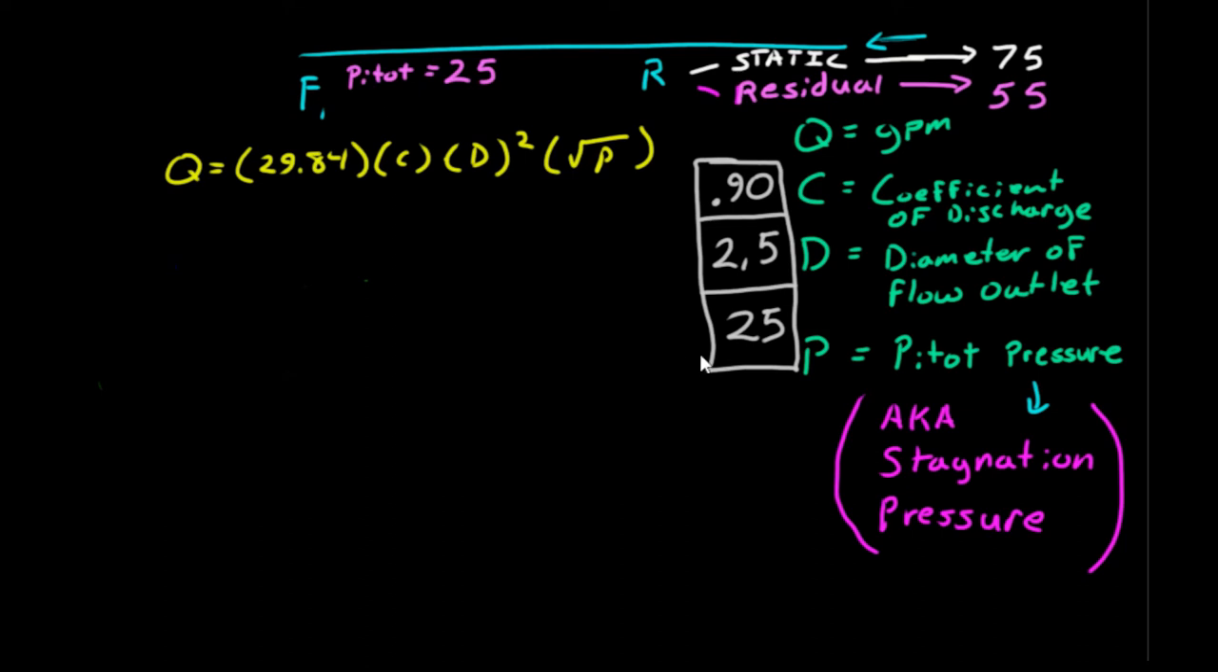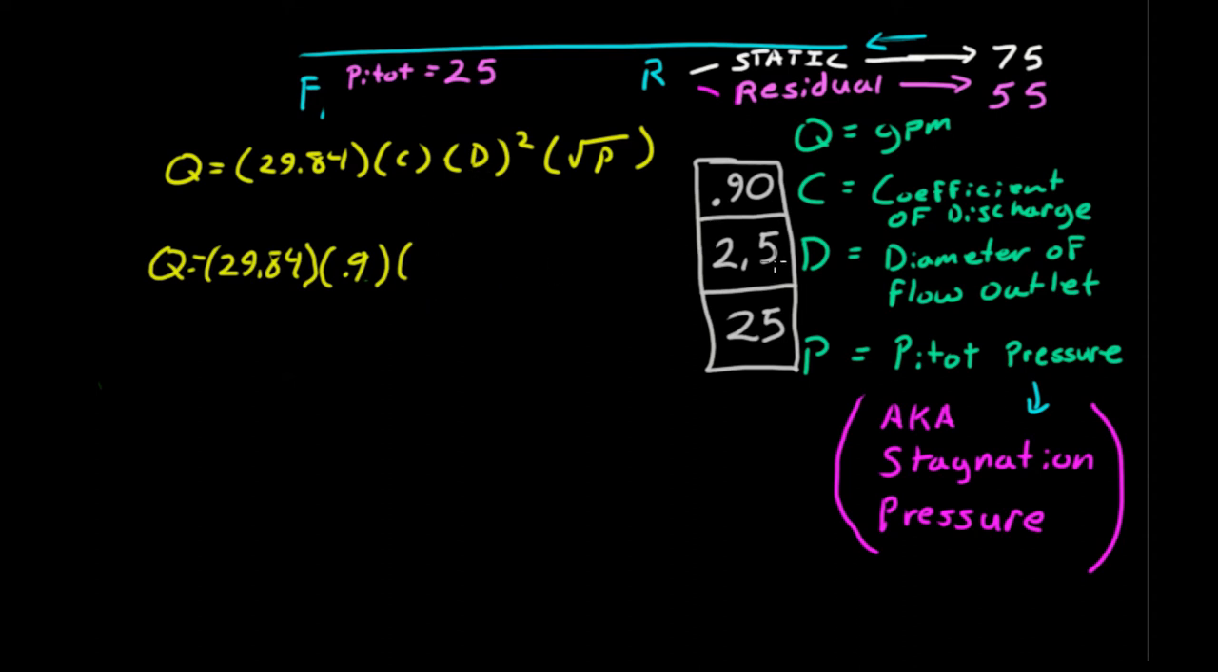First off, we'll rewrite this. Let's pick a different color. We'll go Q equals 29.84. Try to follow along on your calculators. C will be a 0.9, or we can put 0.90 in there. It doesn't matter. You can leave the zero off. Times, so we'll put parentheses. If you can enter it into your calculator if you want. Well, I'll show you how to do that in a minute. Sometimes you can get messed up.